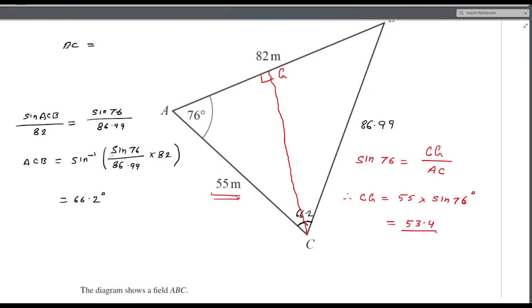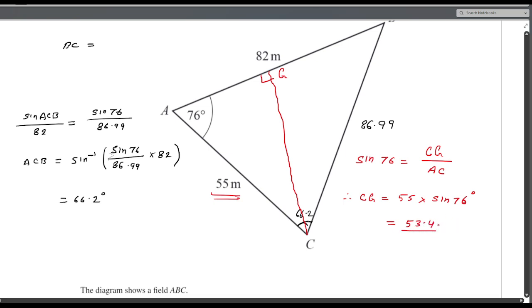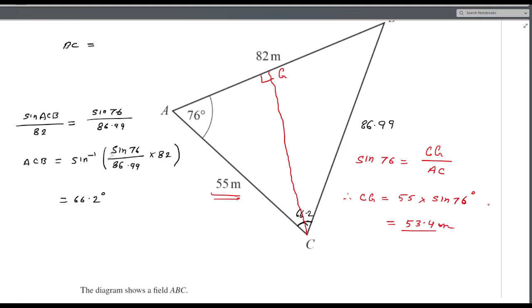53.4, up to 3 significant figures. Definitely the length is in meters, as all the lengths are in meters. So this length is 53.4 meters.